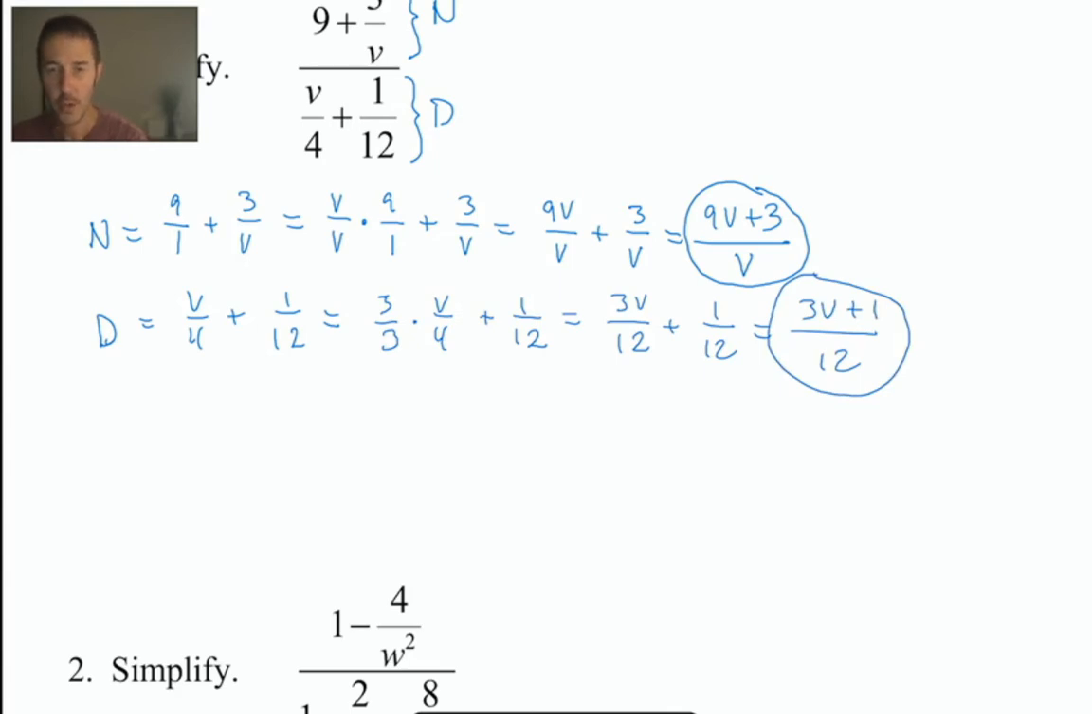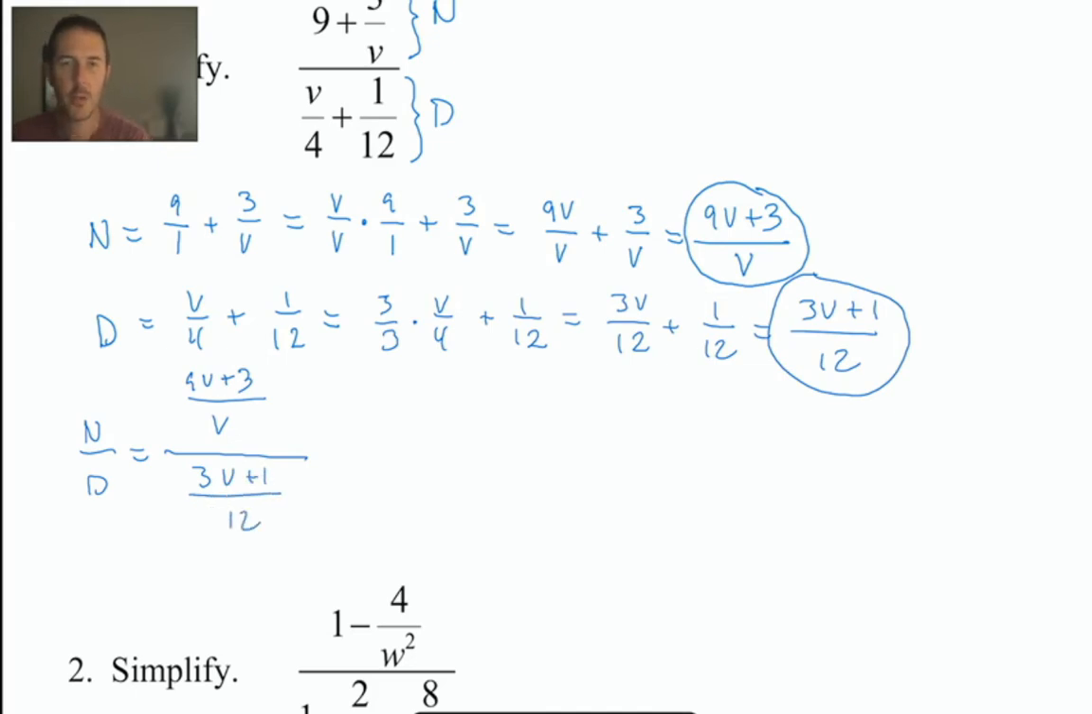So there's your big numerator and big denominator, and they've almost ended up one right over the other, which is perfect. If you've got space, you may do that. So I'm going to write big numerator over big denominator equals, and then here's my big division symbol. The numerator is 9v plus 3, all over v. The big denominator, 3v plus 1, all over 12.